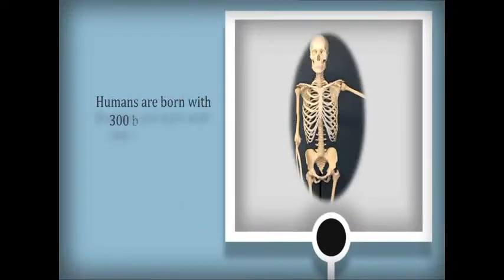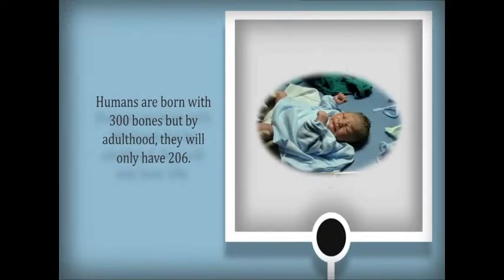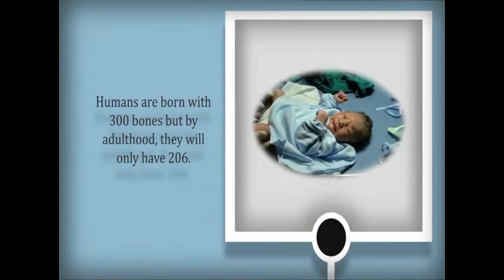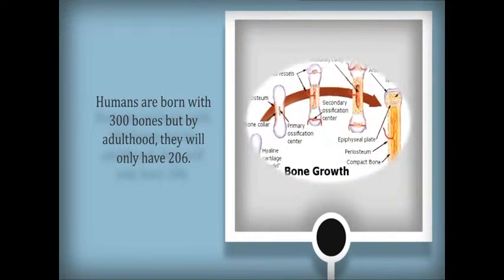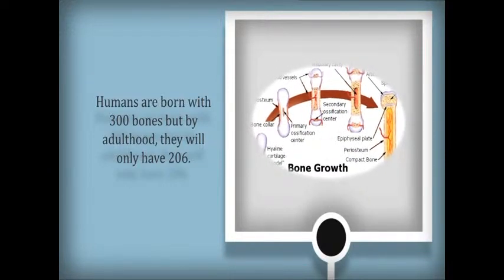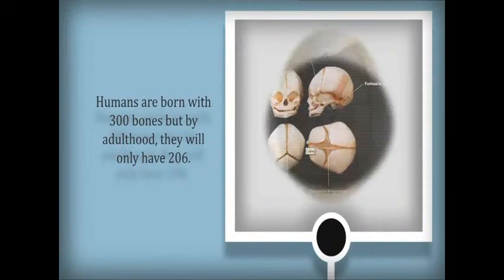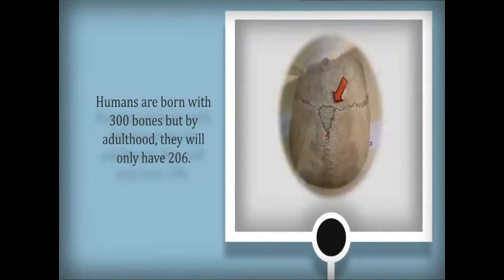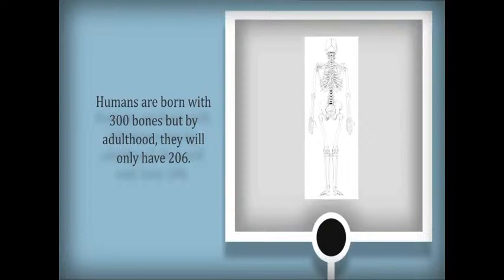Did you know that humans are born with 300 bones, but by adulthood they will only have 206? Human beings have 300 bones when they are born. Due to a process called ossification, the number drops to 206 by adulthood. Ossification is the process of cartilage changing to bone, which means that what may be 3 separate bones joined by cartilage in infants fuse into a single bone by adulthood.